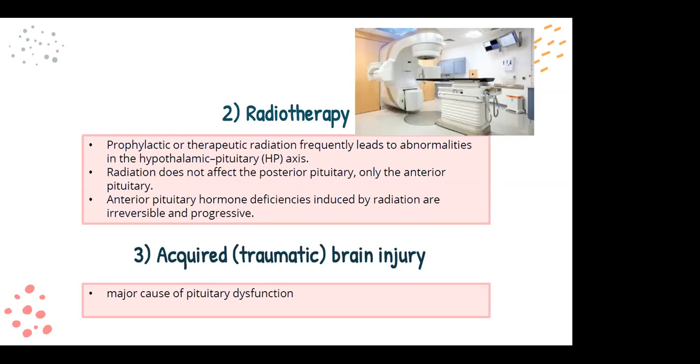The third one is acquired brain injury. Acquired brain injury is a major cause of pituitary dysfunction. Traumatic brain injury can either cause a direct pituitary gland or stalk injury, or ischemia or infarction to the pituitary gland, or even the hypothalamus.